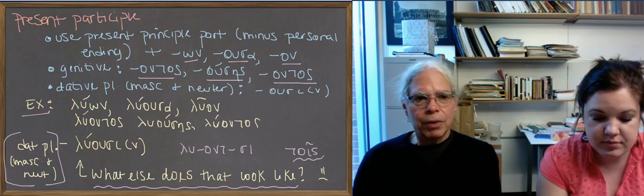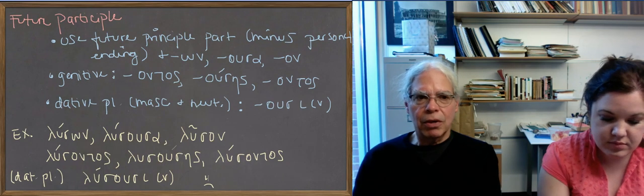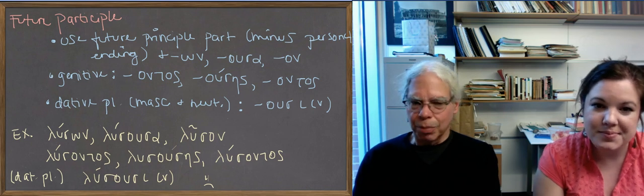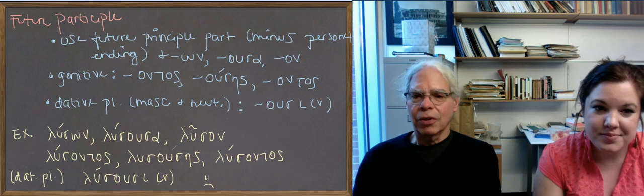Once we have the present participle, then remembering how you make futures, look at how you make a future participle. You start with the future principal part minus the personal ending. And to that you add on, usa, on. And the genitive is ontos, uses, ontos.